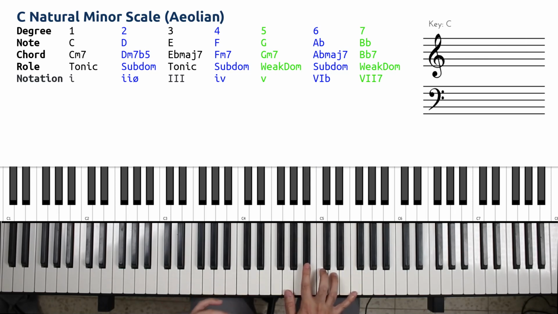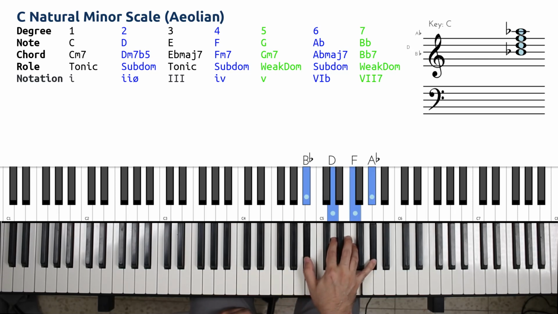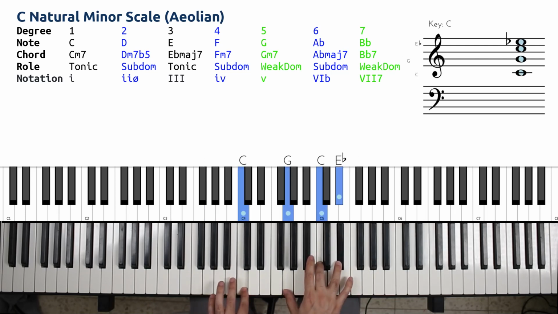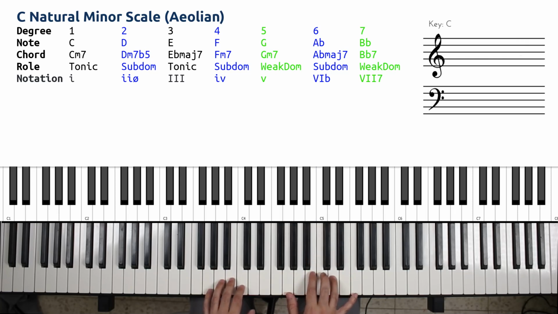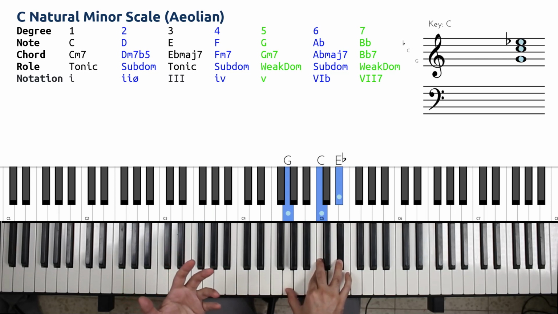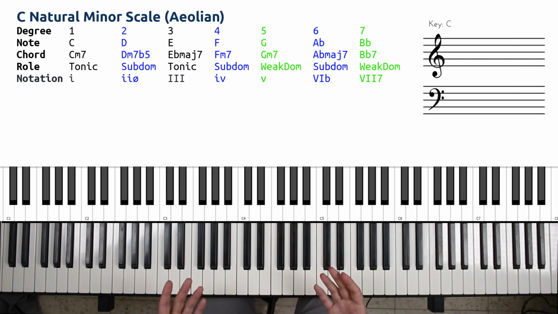The problem with the Aeolian is that both the fifth and the seventh degrees, which are G minor 7 and B flat dominant 7, are actually pretty weak dominant chords, in the sense that they play a pretty weak dominant function. This is because they kind of sound like they resolve to the tonic, but they're not as strong as a more dominant type chord. So I've colored them in green just to set them apart, and you can treat them as weak dominants.